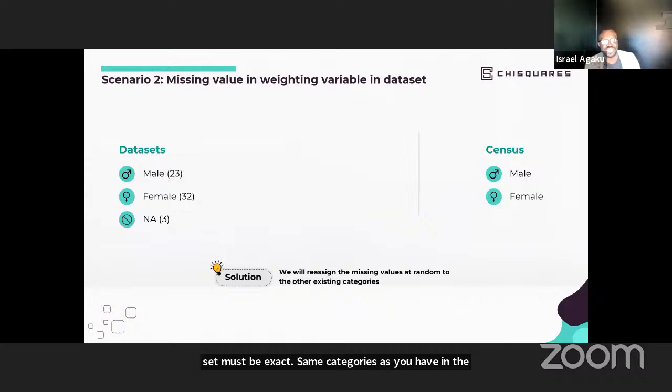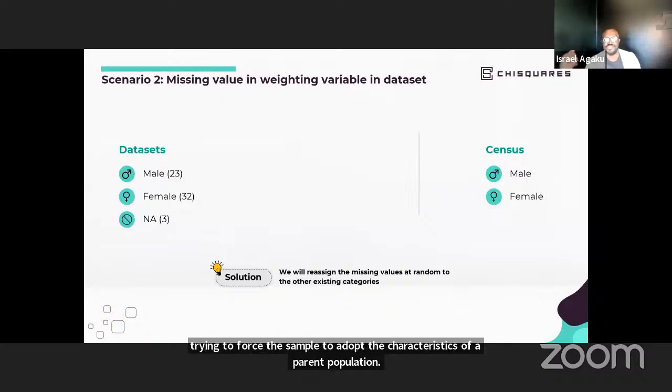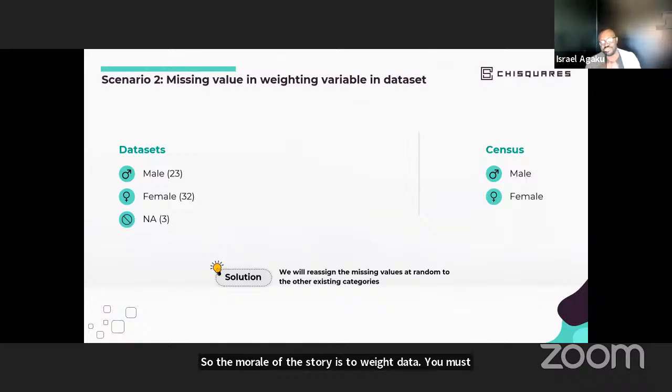Again, you cannot weight your data if you don't have external information. There's some information you are bringing externally to force the sample to look like the parent. That means that you have information about the parent. You're trying to force the sample to adopt the characteristics of a parent population. So the moral of the story is, to weight data, you must have information on each of those variables you want to weigh on. So if I'm trying to weigh on gender, that means I have data on gender. I know the distribution of gender in my target population. If I don't know that, then I can't weigh the data.